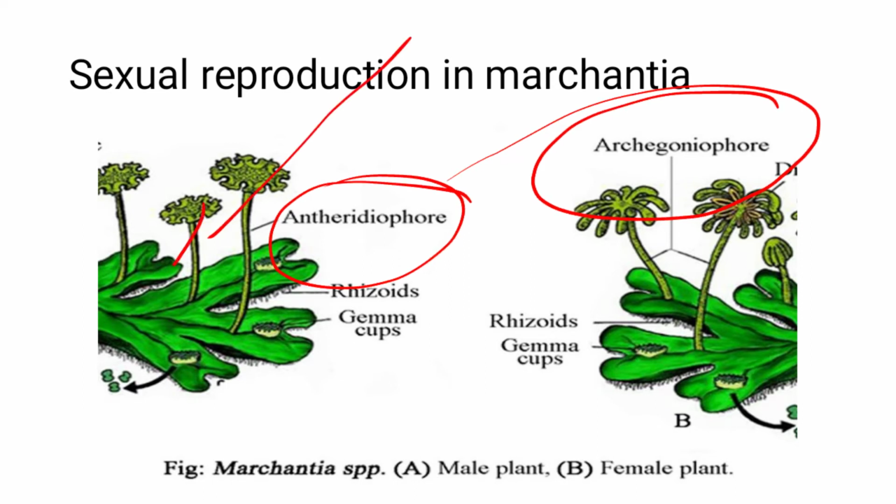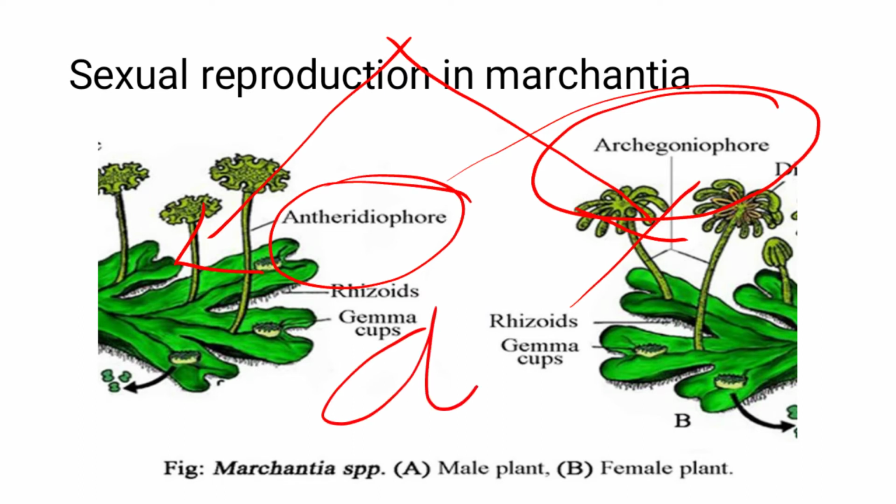Antheridiophores are developed on a different plant body and the archegoniophores are developed on different plant bodies. Since the male gamete is produced on one plant body and female gametes are produced on a different plant body, they are called dioecious in nature. So Marchantias are usually dioecious because the male gamete producing plant body is different from the female gamete producing plant body, and even the structure differs.